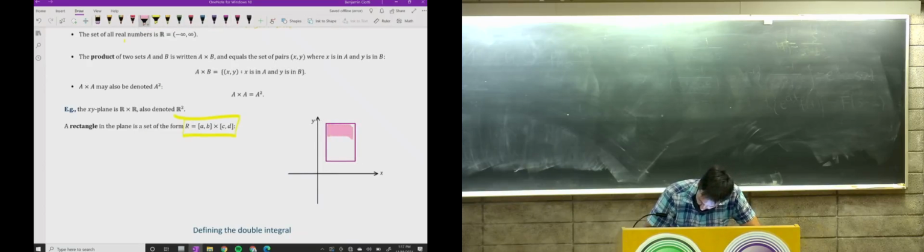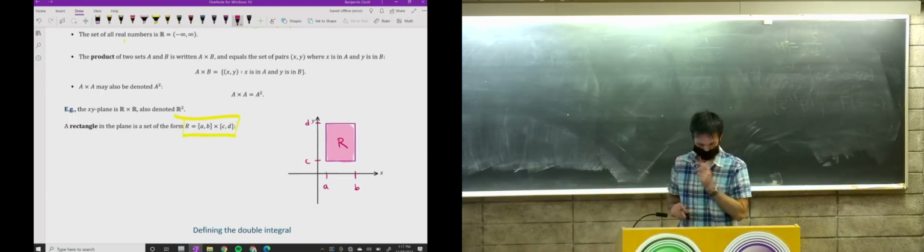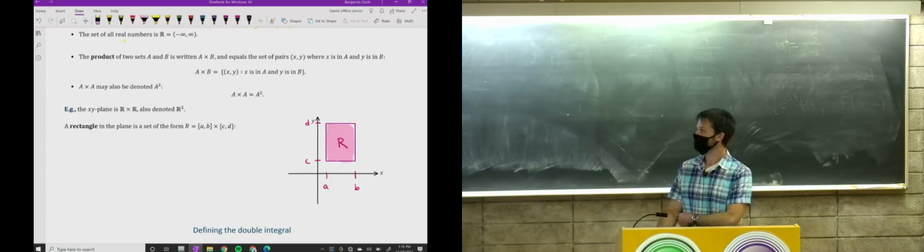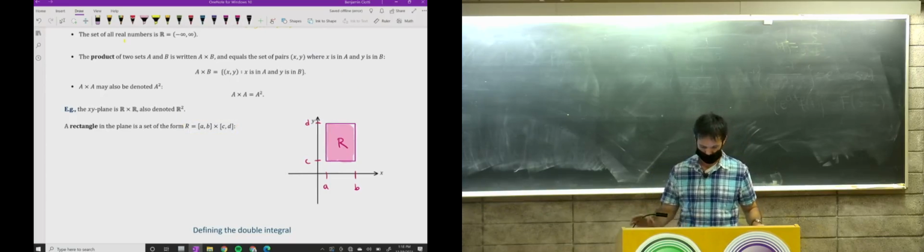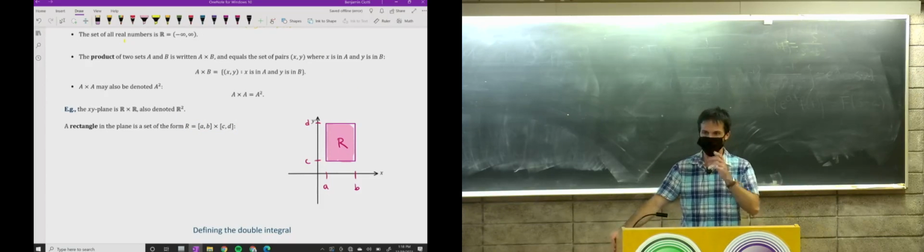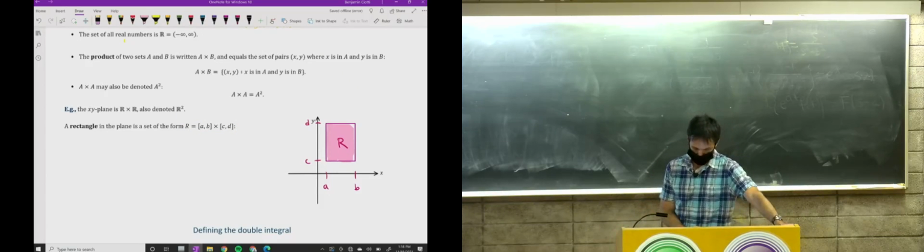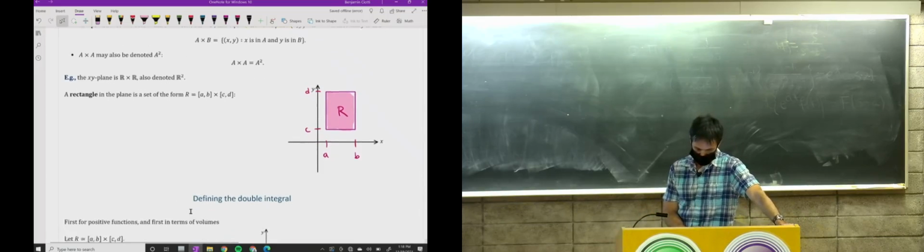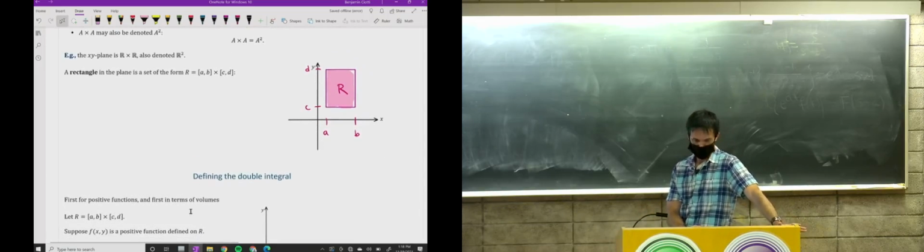Let's say this is the rectangle in question. Then the x values in the rectangle will extend from A to B, and the y values in the rectangle will extend from C to D. Okay. So now that we've got this out of the way, I can start to define the main topic, which is a double integral.